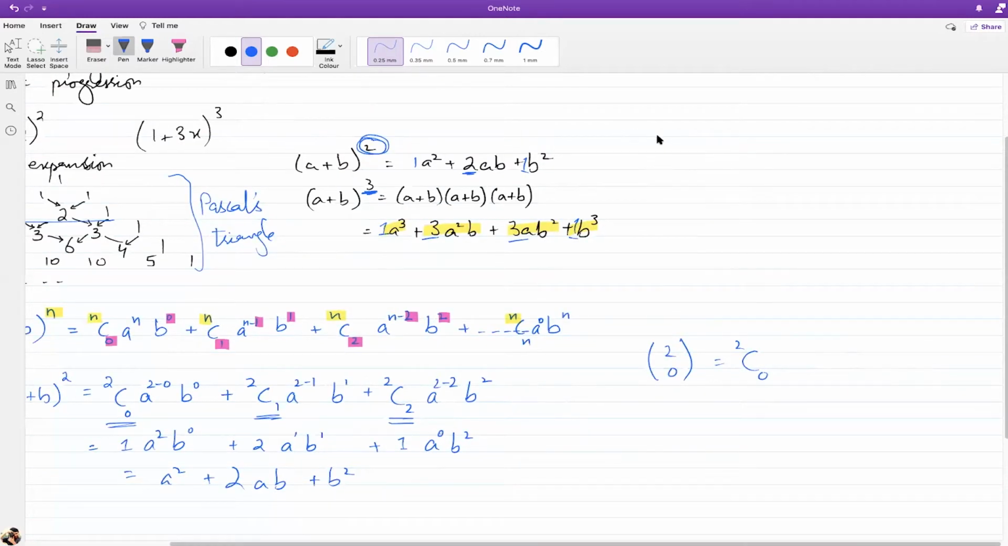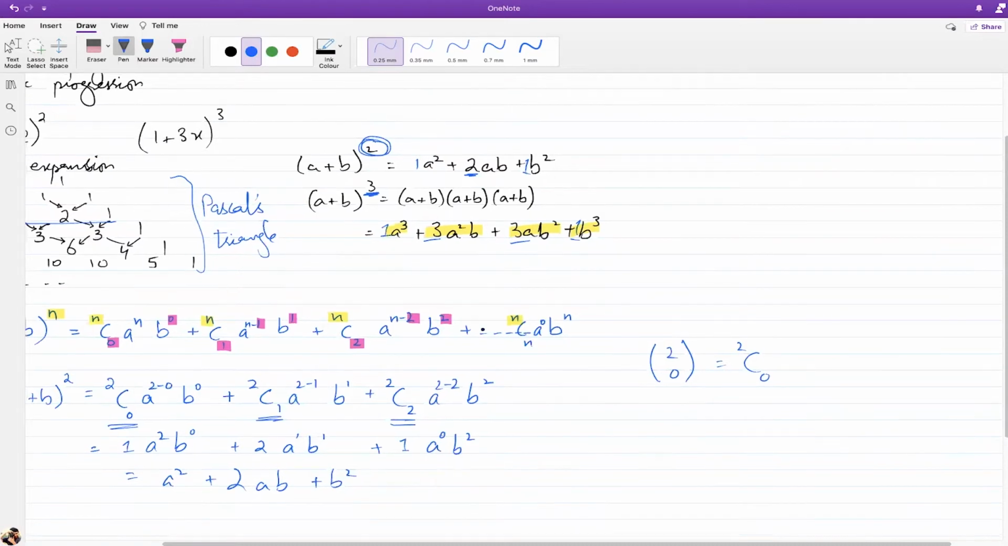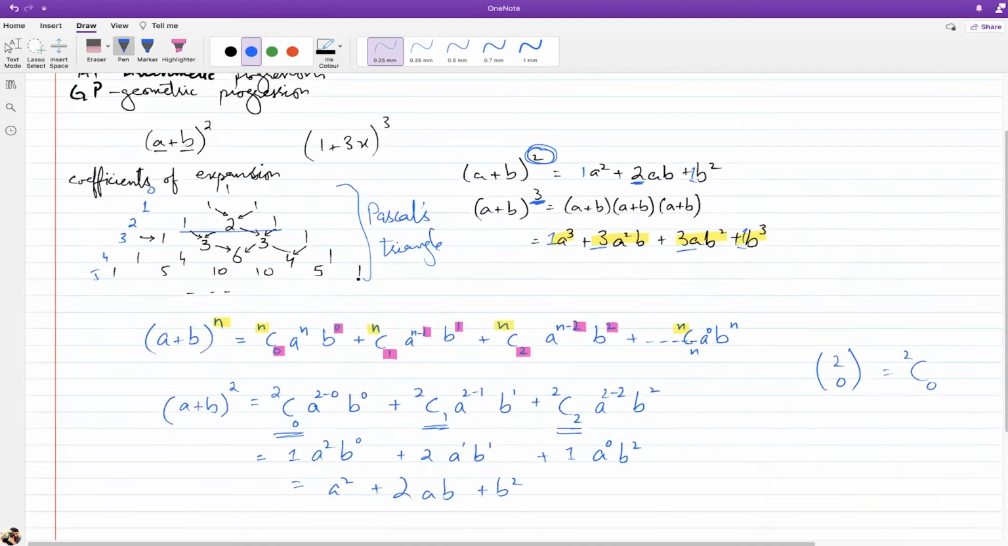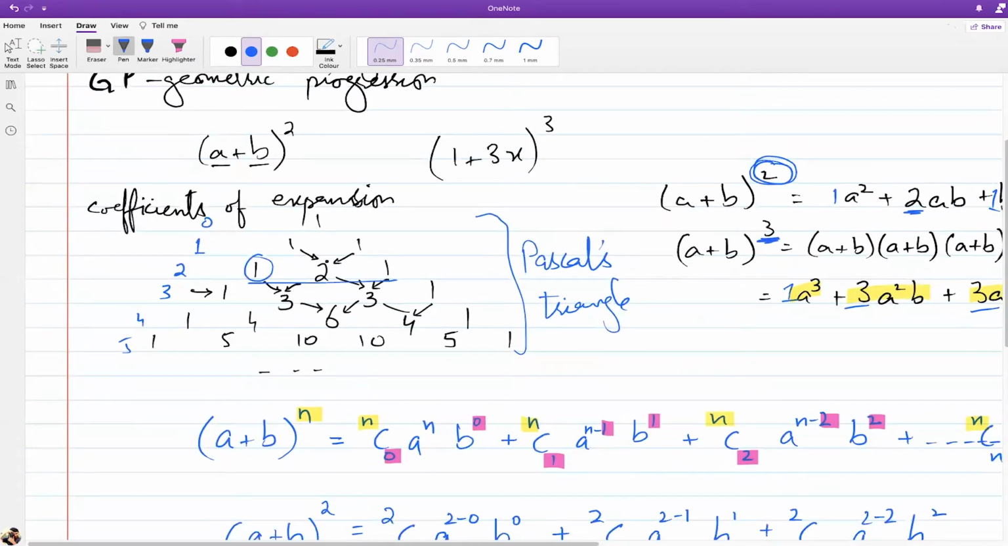So Sameen's question was, how is 2c0 equal to 1? Like, how exactly do you get these numbers? One easy way of understanding that is that if you look at Pascal's triangle, this is term number 0, this is term number 1, and this is term number 2. You can see that this is equal to 1, which is why 2c0 will be 1, 2c1 will be 2, and 2c2 will be 1. Similarly, 3c0 will be 1, 3c1 will be 3, 3c2 will be 3, and 3c3 will be 1. So that's the basic answer that we might give to a 9th grader.